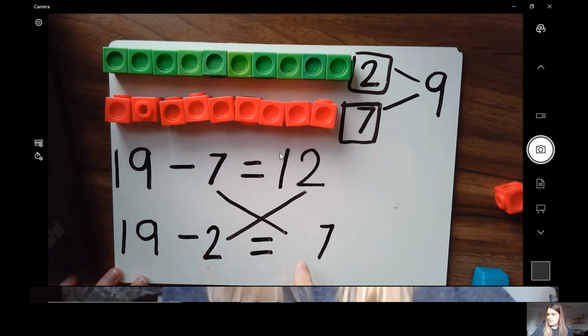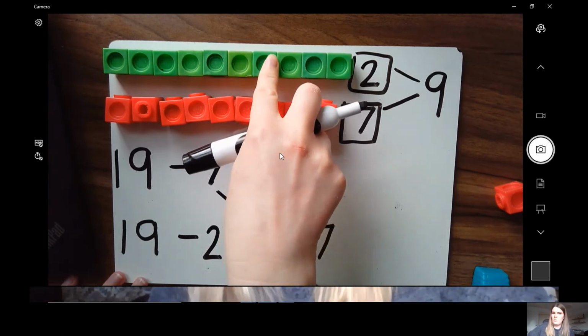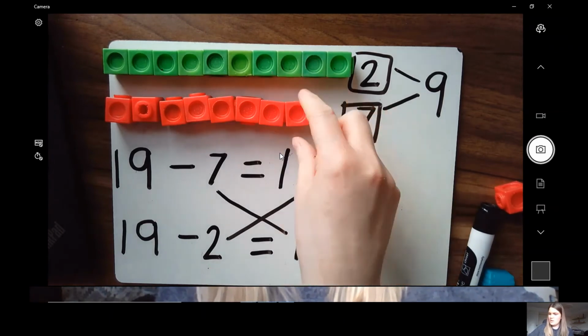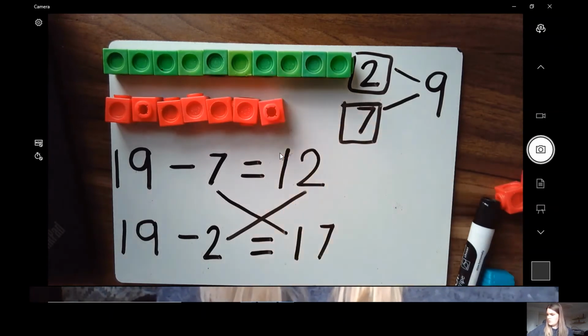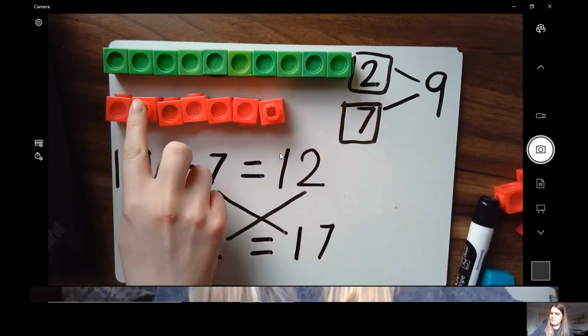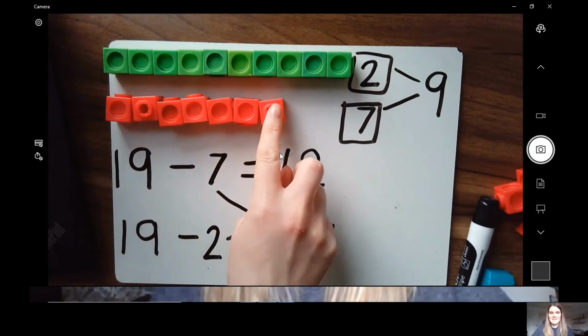No, we need to bring our 10s over too. Because are we touching the 10s? We're not touching the 10s. Okay, so I think it's 17. How many am I taking away? 2. Let's take away 2. 1, 2. My answer, we think, is 17. Let's check. 10, 11, 12, 13, 14, 15, 16, 17.